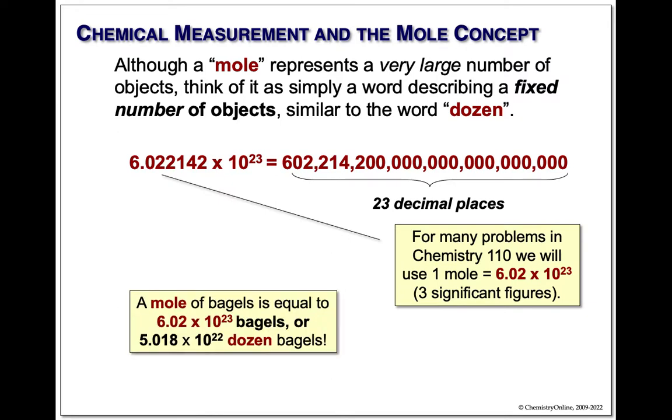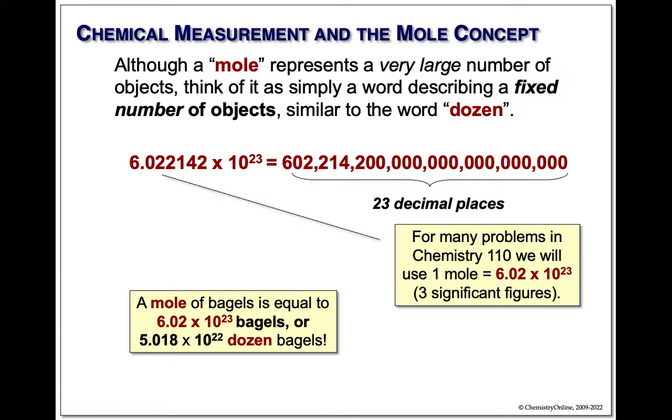This is 6 times 10 to the 23rd. There are more digits after the decimal. Typically, we use 6.02 in class, 3 significant figures. If we had a mole of bagels, it would be 6 times 10 to the 23rd bagels. You could have a mole of pigs, a mole of anything.